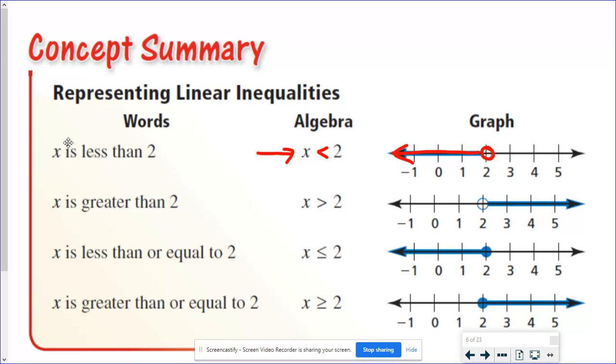x is greater than 2 would be almost the same looking graph. It still has an open circle, but this time we're going to be going to the right because those are the numbers that are greater than 2. On the last ones, x is less than or equal to 2 or x is greater than or equal to 2, the only thing that got changed here is we said or equal to. That's when we're getting the filled in circles. That's the difference on those.